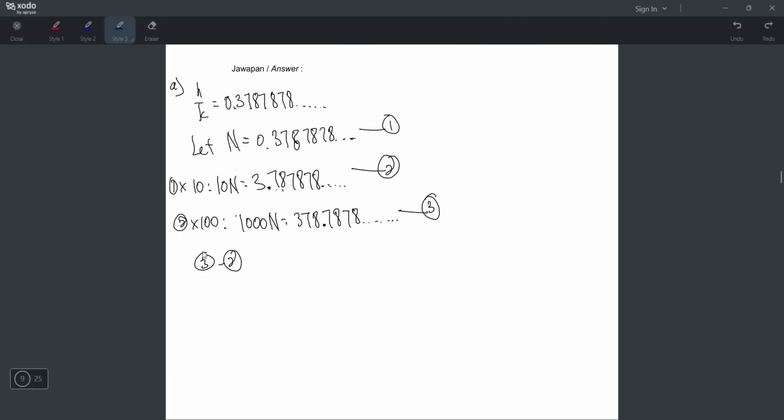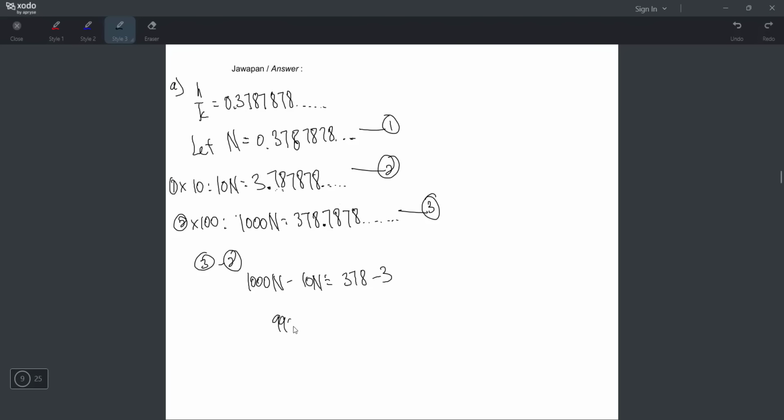I don't want to skip, I write the full step: 1000n minus 10n, because you take the bottom minus the top. And on the right side you also take the bottom minus the top. So what will happen to the digits after the decimal point? They will just disappear, because they are parallel with each other. So it's just left with 378 minus 3, which is 375. So now it becomes 990n equals 375, and now you can get your n.